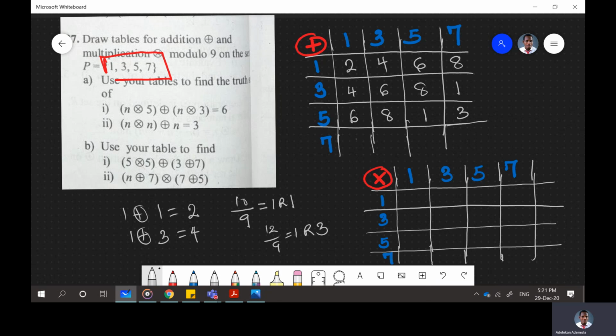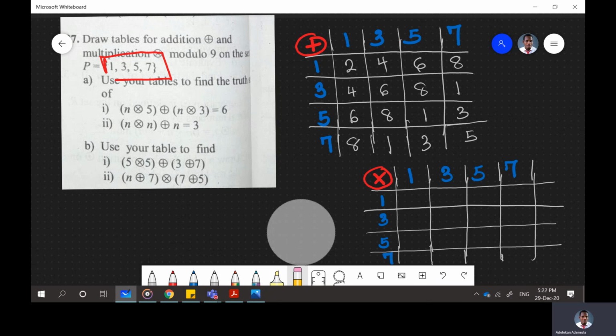Then 7 plus 1 is 8. 7 plus 3 is 10. We did 3 plus 7 before and got 1, so this is also going to be 1. 7 plus 5 is 12. We did 5 plus 7, we got 3, so this will also be 3. And lastly, 7 plus 7 is 14. 14 divided by 9 equals 1, remainder 5. So the first table is already filled up for addition.